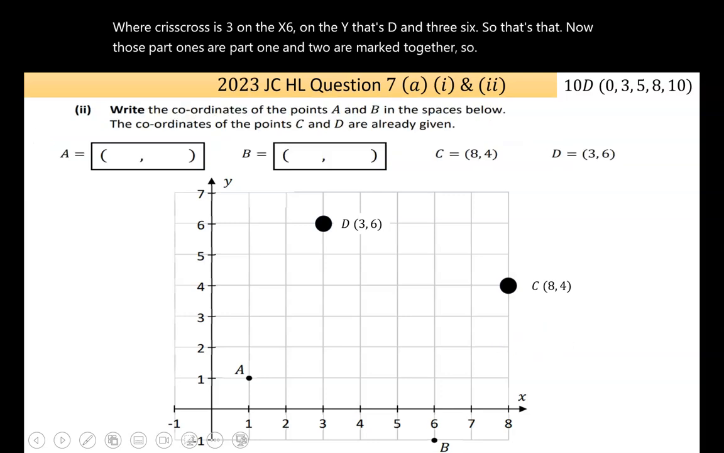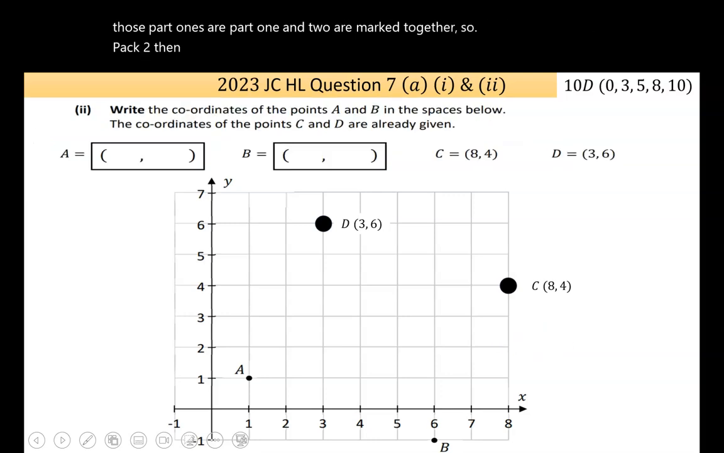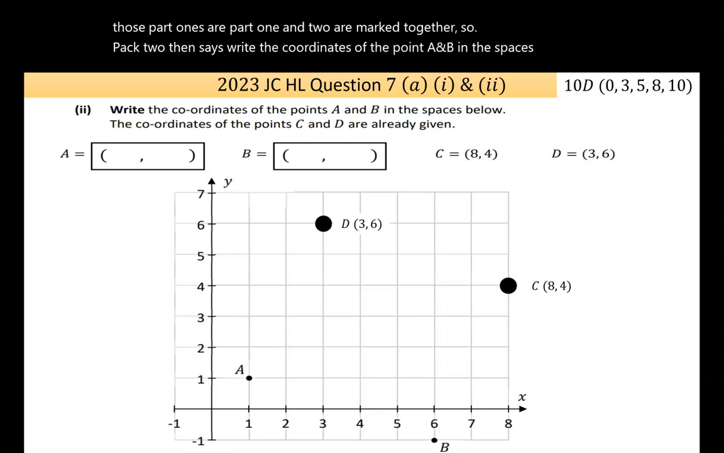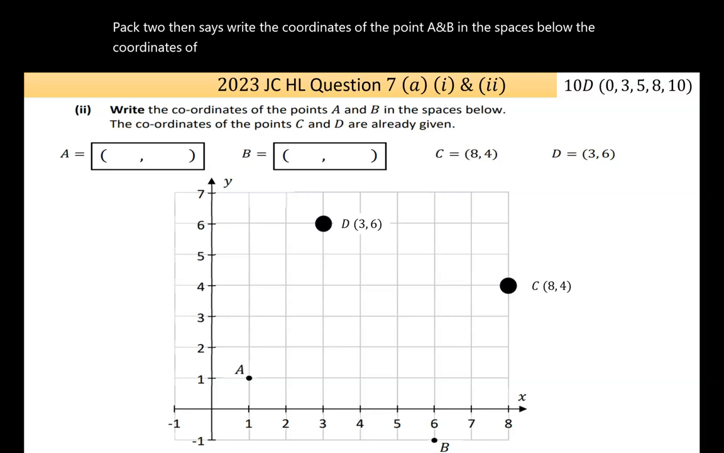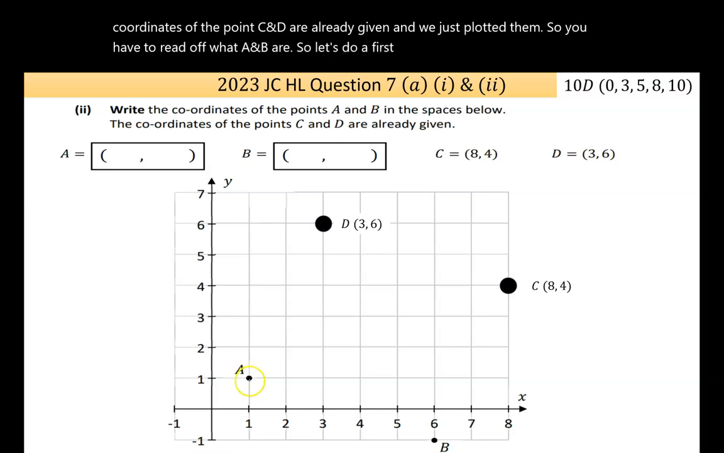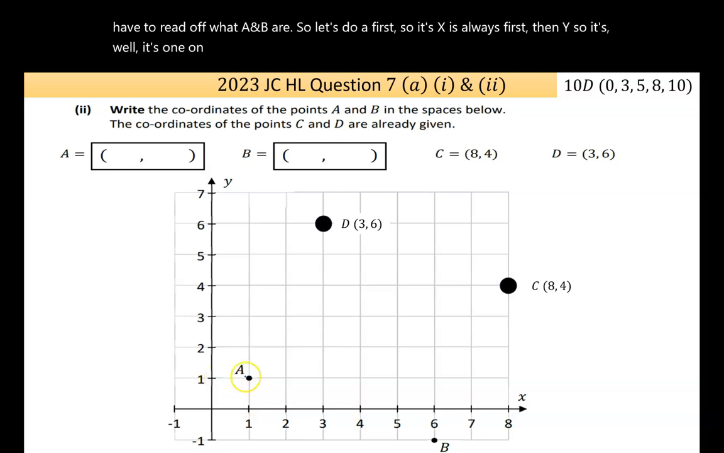So part 2 then says, write the coordinates of the points A and B in the spaces below. The coordinates of the points C and D are already given, and we've just plotted them. So you have to read off what A and B are. So let's do A first. X is always first, then Y. So it's 1 on the X and 1 on the Y. So it's just 1, 1.